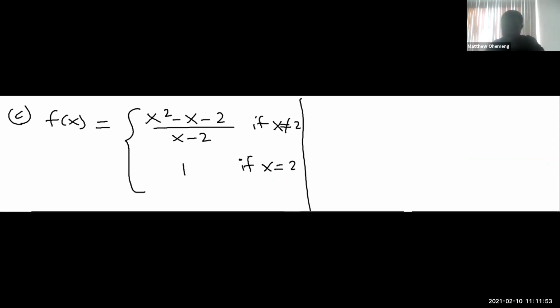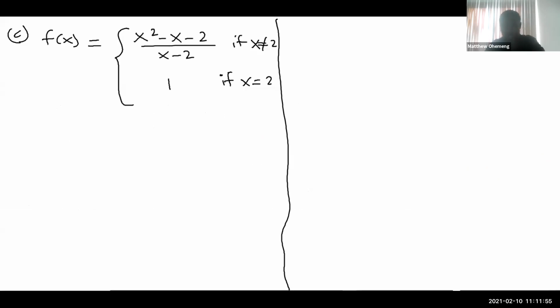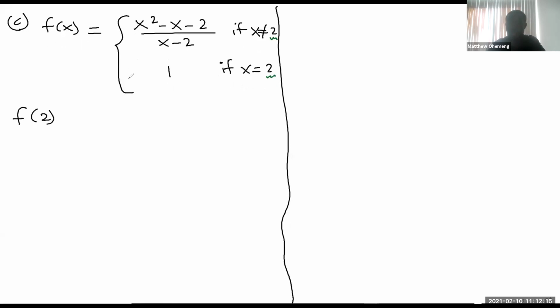Okay, so as I said, for piecewise functions, if you're investigating where the function is discontinuous, you have to focus on where there is a break. So here there is a break at 2. That's where we have a difference in functions, right? The break is at 2. So let's investigate this. Let's try and get the function at 2. Is the function at 2 defined? What do you say? Is f of 2 defined?